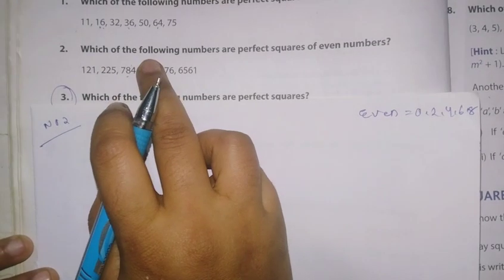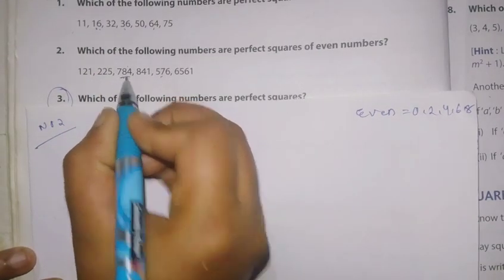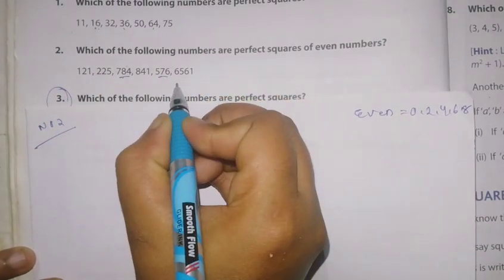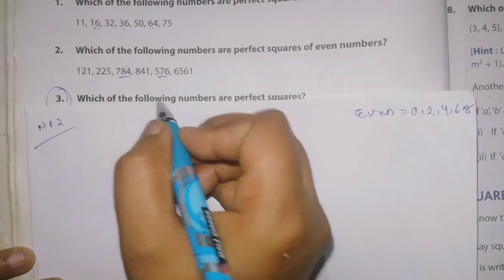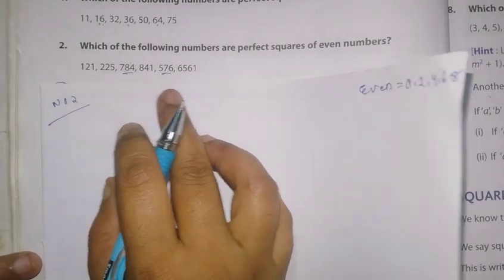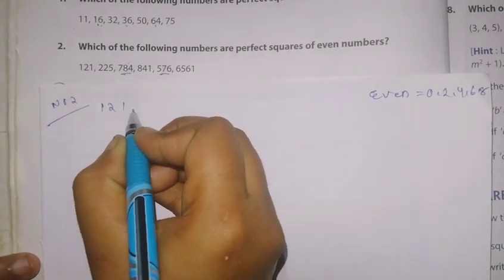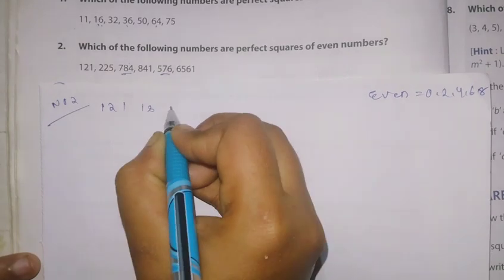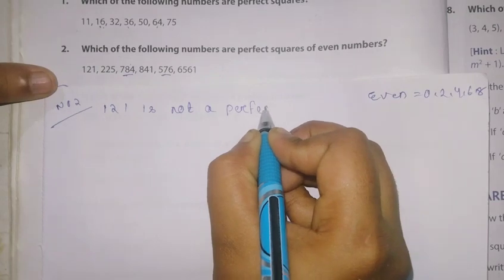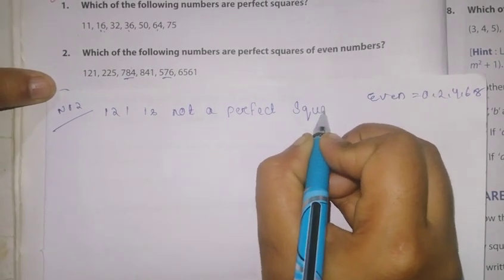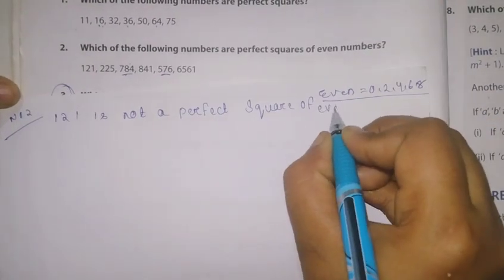First write the numbers with their unit digit even. Unit digit even are 784 and 576. Their square will also have their unit digit even. So 121 is not a perfect square of even number.